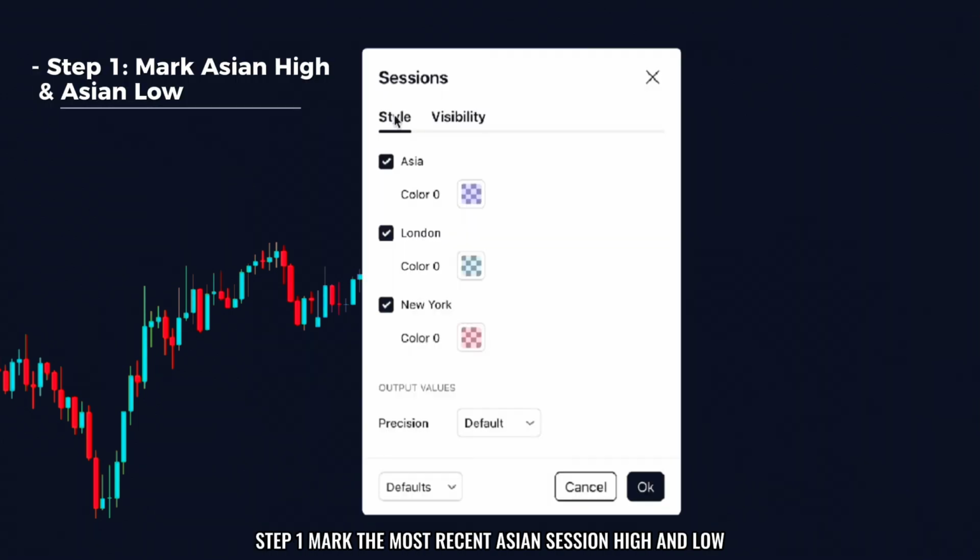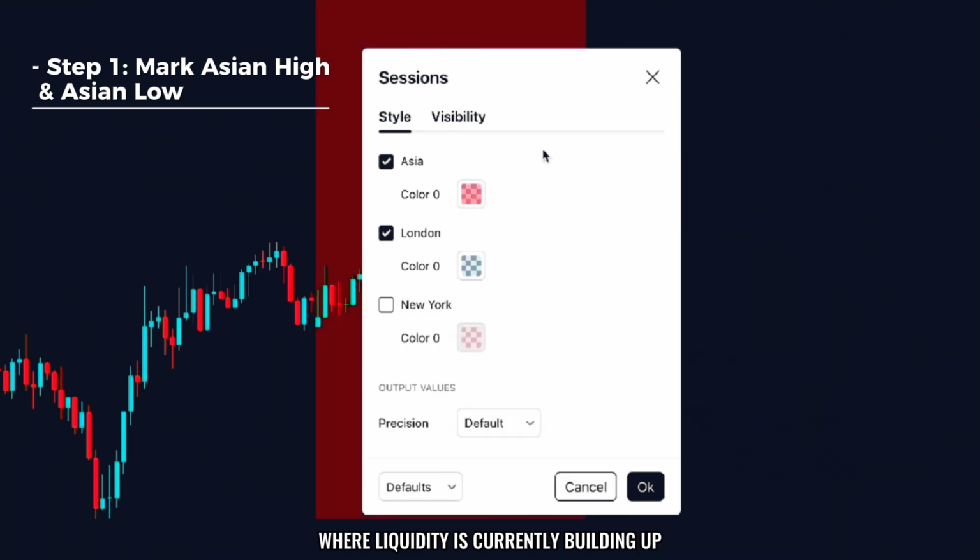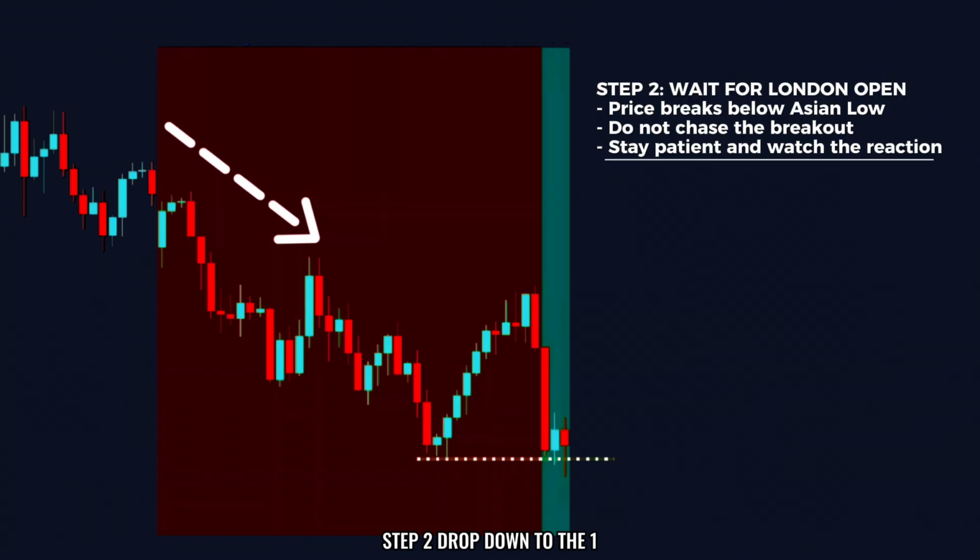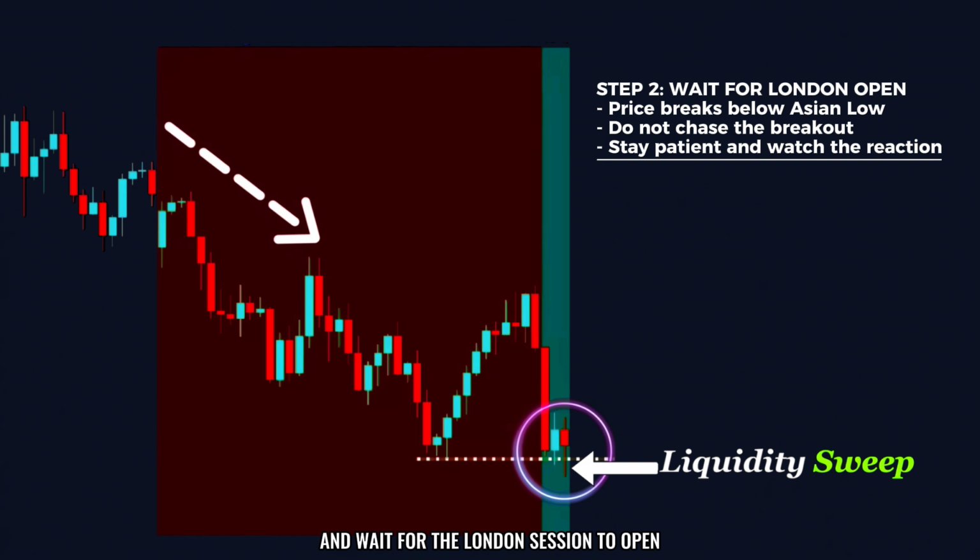Mark the most recent Asian session high and low. This defines our accumulation range where liquidity is currently building up. Step 2. Drop down to the 15-minute time frame and wait for the London session to open.